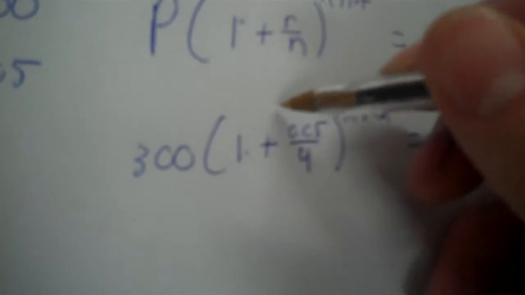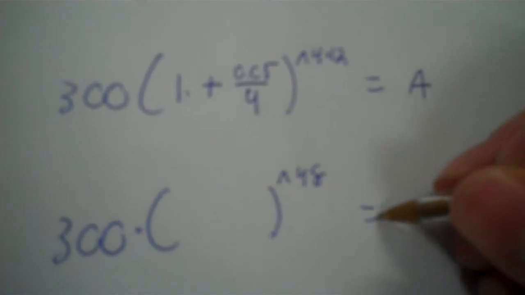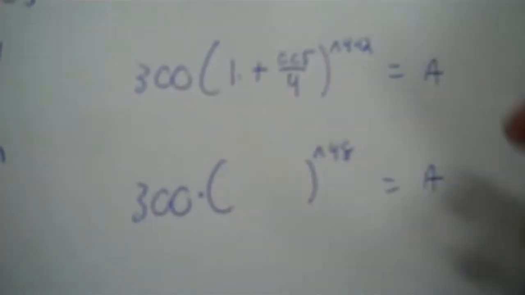Now, first off, what you need to do is find out the one value that sits inside that parentheses. And you also need to find what your exponent is. 4 times 12 is 48, equals A. Now, simplify within your parentheses. 1 plus 0 point, you can just do it on your calculator. You have to hit divided by 4. You can't do decimals by hand. 1.0125.